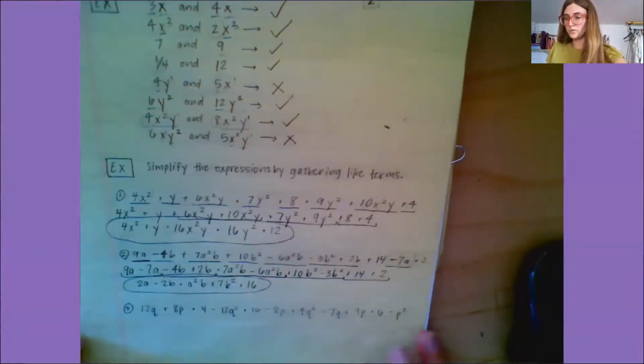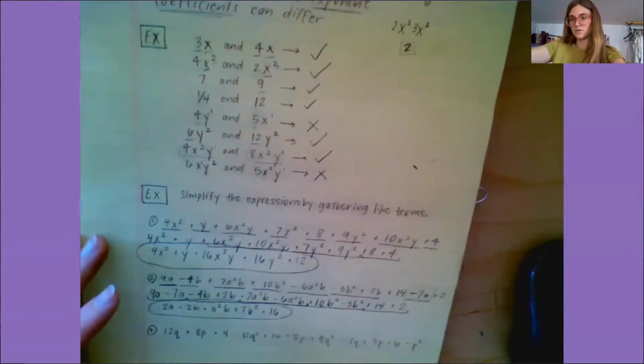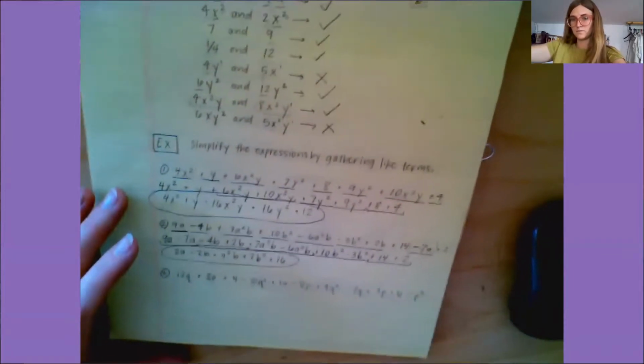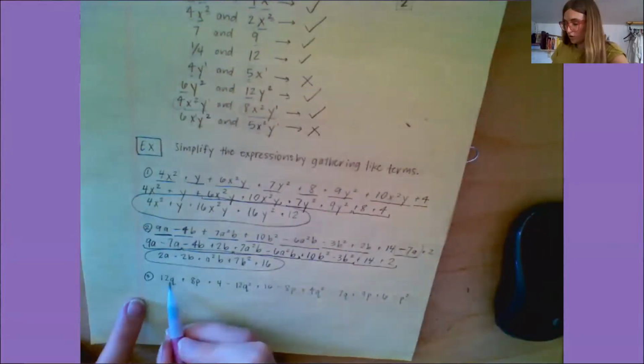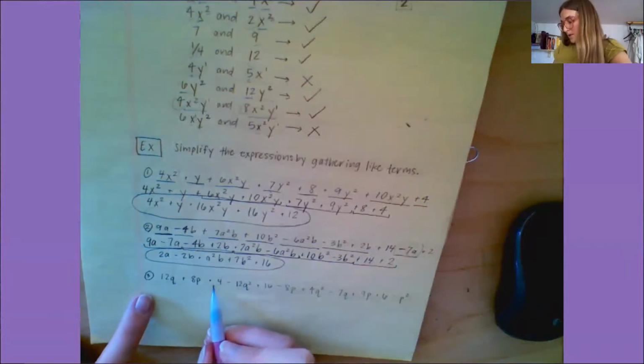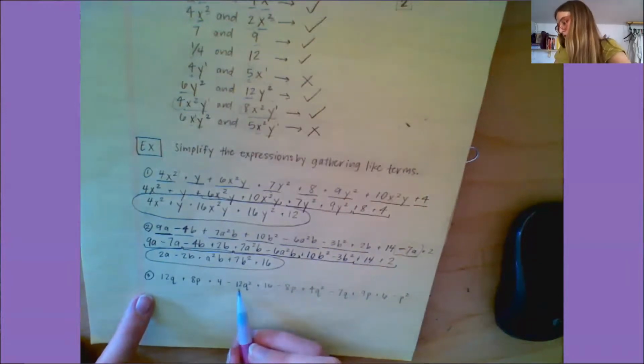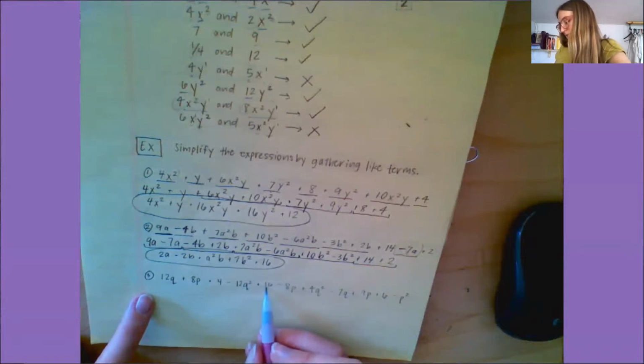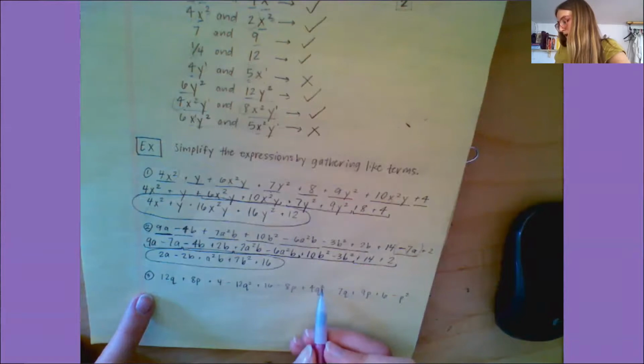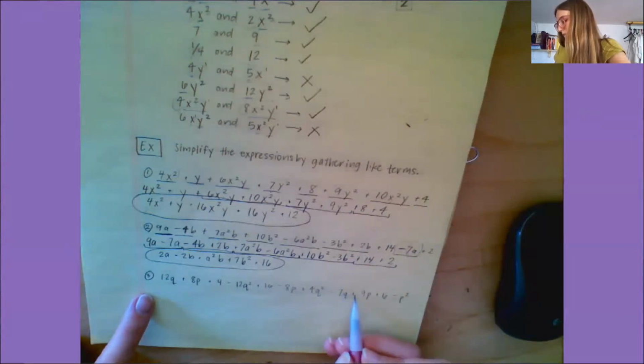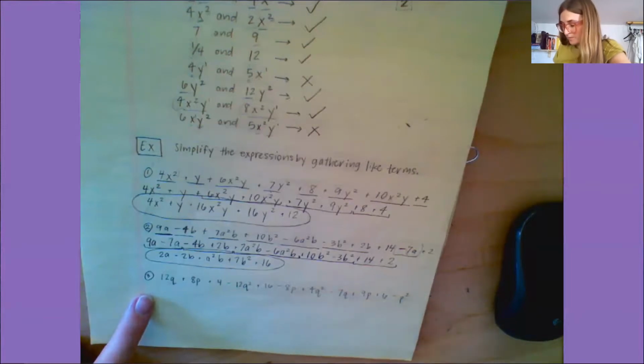Got one more to do. Let's see if I can fit it in here. So I have 12q plus 8p plus 4 minus 12q squared plus 16 minus 8p plus 4q squared minus 7q plus 9p plus 6 minus p squared.